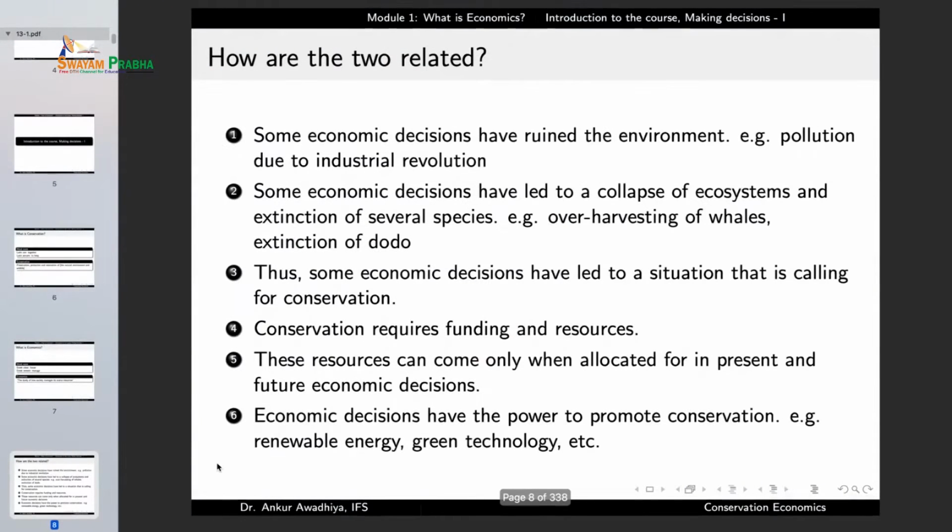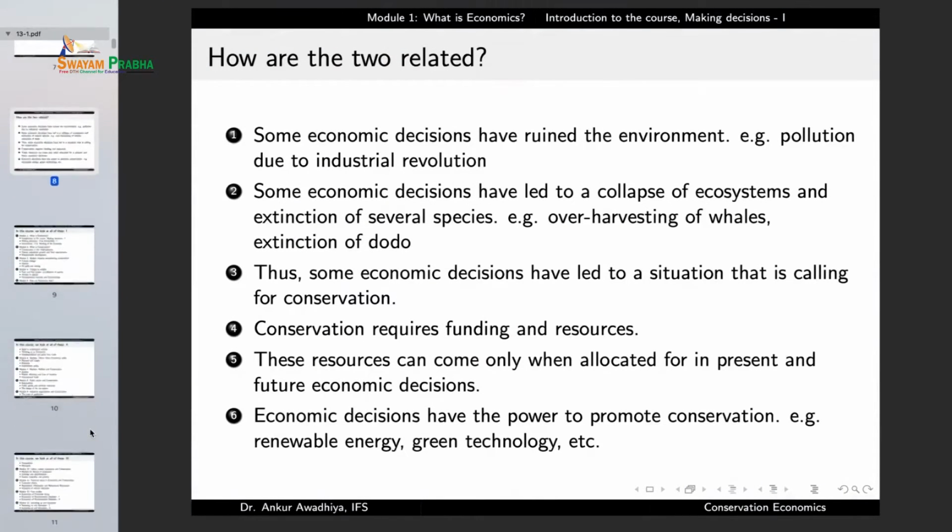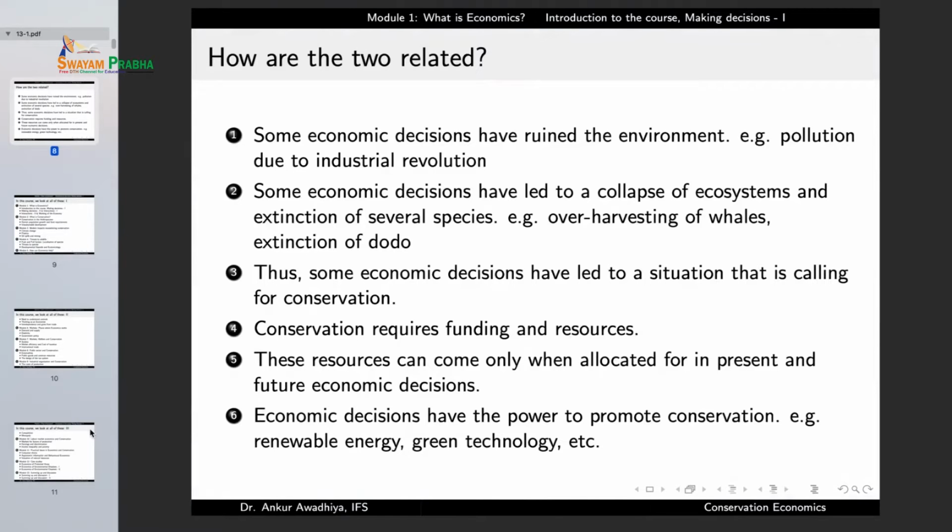And we saw that both of these are related because there are certain economic decisions that have ruined the environment. Things such as pollution, or the various industrial disasters that we have observed, like the Minamata disaster, the Bhopal gas tragedy, or the Love Canal tragedy. There are several economic decisions that have harmed the environment, and in a number of cases, we observe that these are bad economic choices.